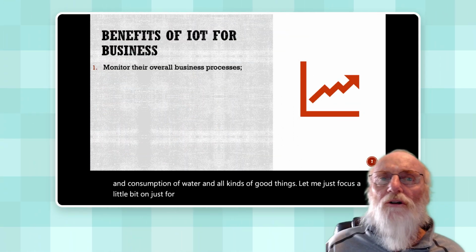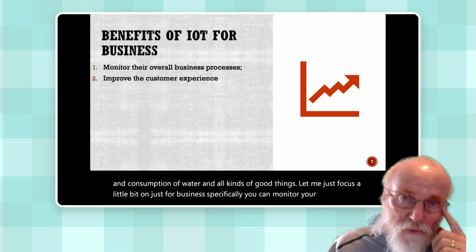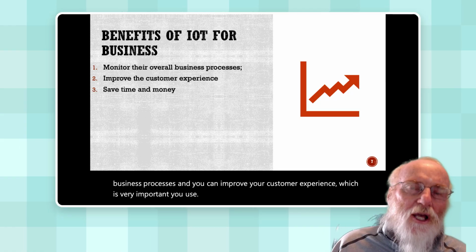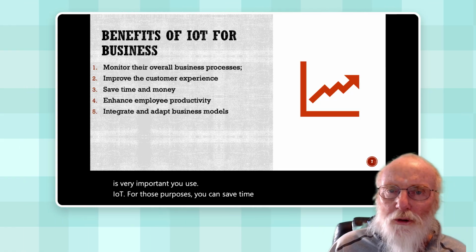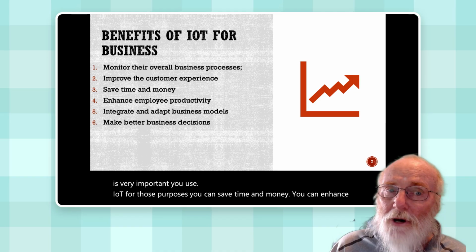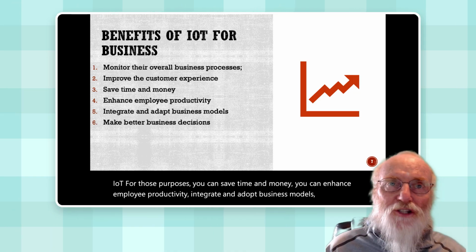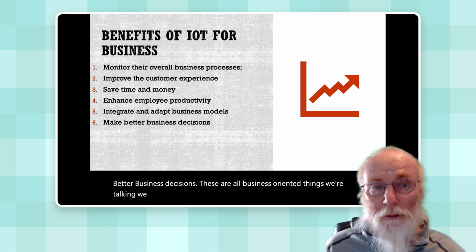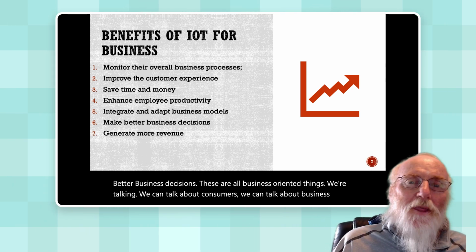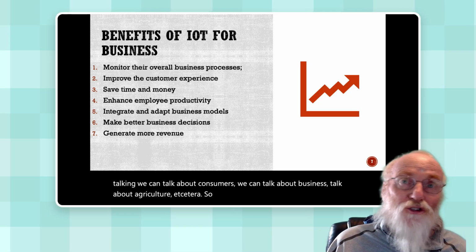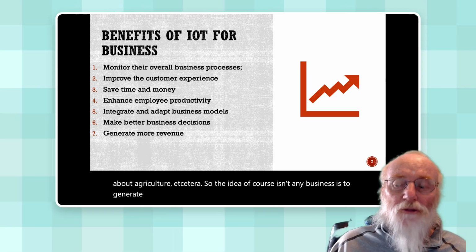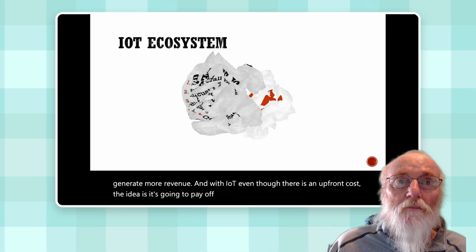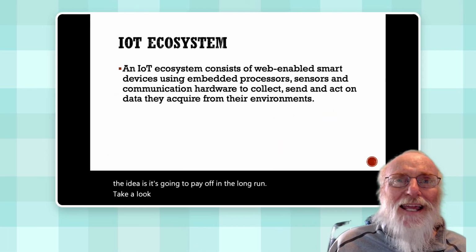You can monitor your overall business processes, and you can improve your customer experience, which is very important. You use IoT for those purposes. You can save time and money. You can enhance employee productivity, integrate and adopt business models, and make better business decisions. These are all business-oriented things. We can talk about consumers, we can talk about business, talk about agriculture, et cetera. So the idea, of course, in any business is to generate more revenue. And with IoT, even though there is an upfront cost, the idea is it's going to pay off in the long run.